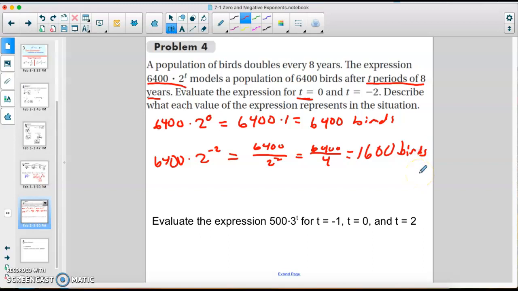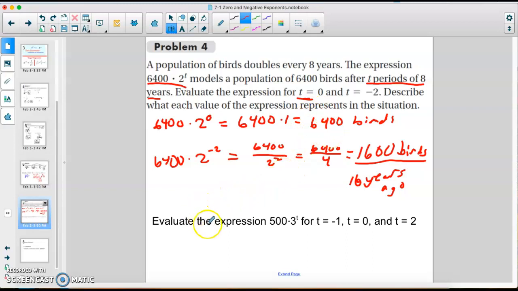Okay, now t equals -2. What does that even mean? Well, it means that 2 periods in the past, each period is 8 years, and so basically 16 years ago, right? So 2 periods before now, 16 years ago, there were only 1,600 birds. Now, at this present moment, there are 6,400 at time 0.